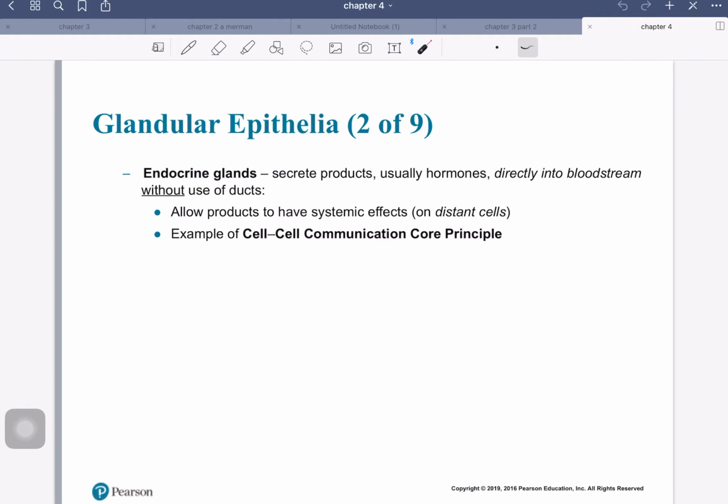Now, think about it. If you're going to put products into the blood, it goes almost everywhere, so you're going to distribute the products throughout the whole body. So it allows products to have a systemic effect on distal cells. And this is often tied in with the concept of cell-to-cell communication, which is one of the core principles.